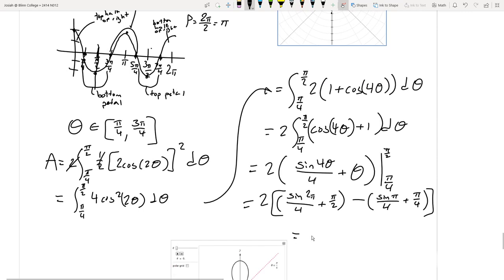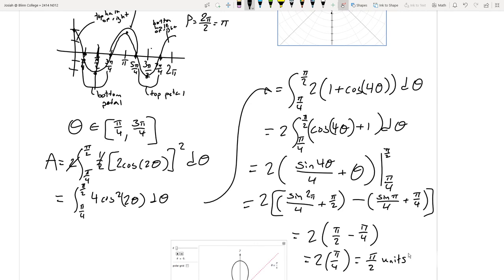All right, so we've got 2 times, well, sine of 2 pi is 0, so we got pi halves. And then here we've got sine of pi is also 0, so minus pi fourths. So 2 times pi halves minus pi fourths is pi fourths. And so we get pi over 2 square units.